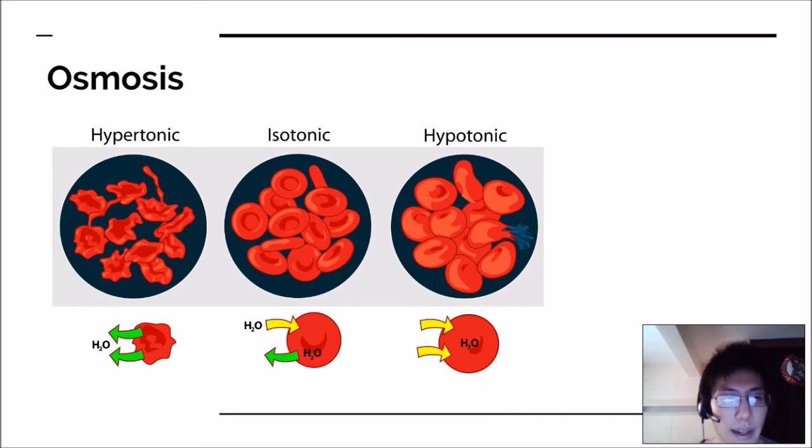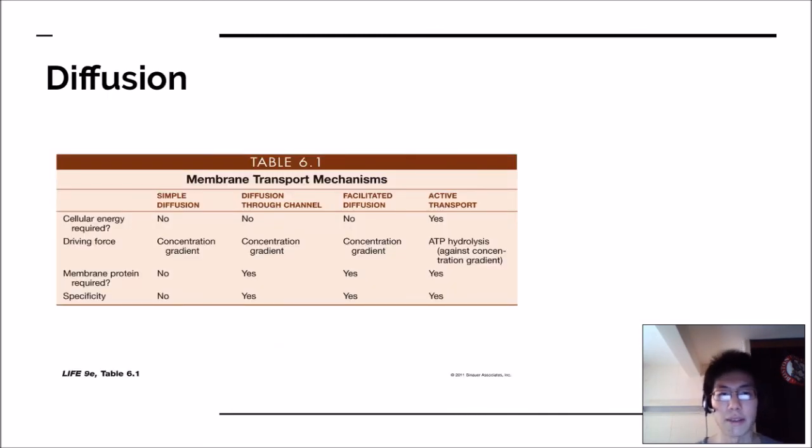So I guess finally we can just summarize everything into this particular table that's also found in your textbook, looking at different types of diffusion. So we have simple diffusion, diffusion through channel, facilitated diffusion, as well as active transport. I should have probably included this before the osmosis section, but I think it was better to talk about osmosis beforehand and then just summarize everything here.